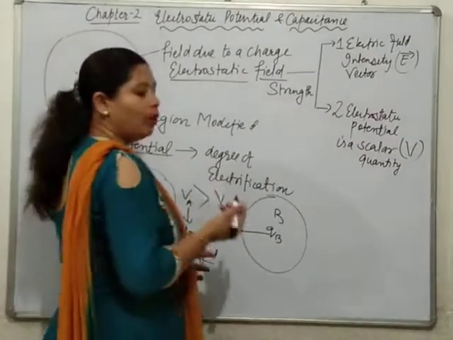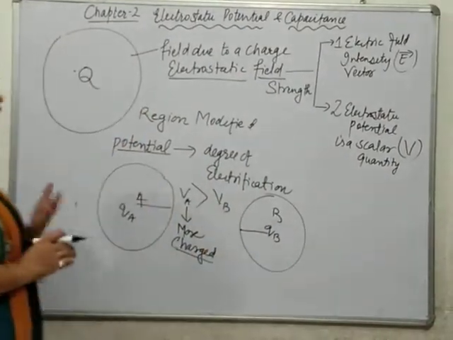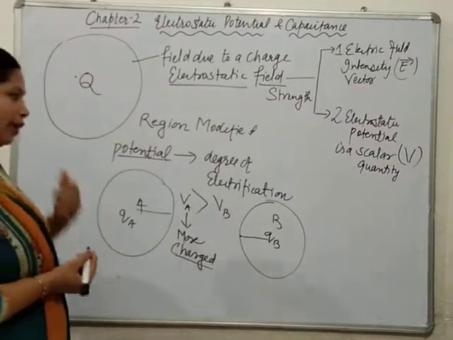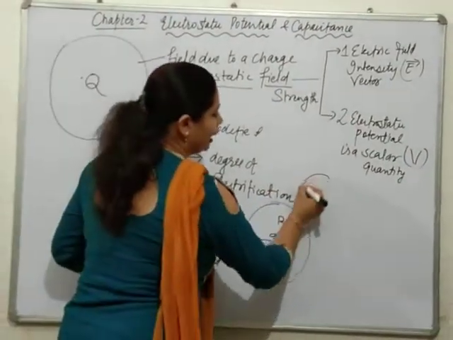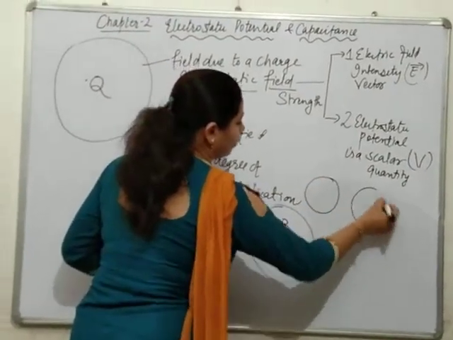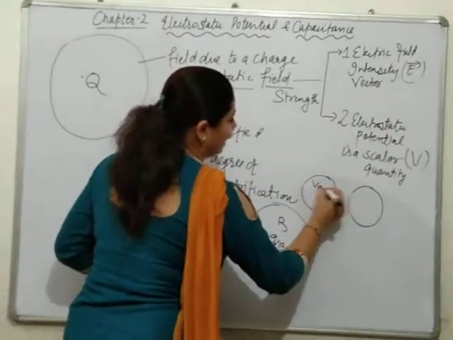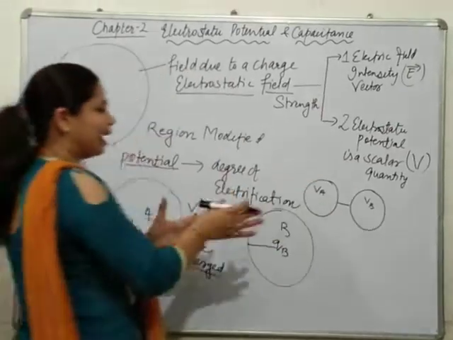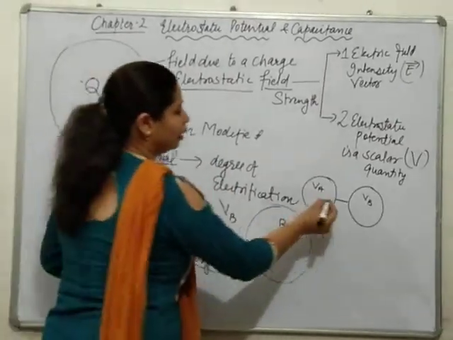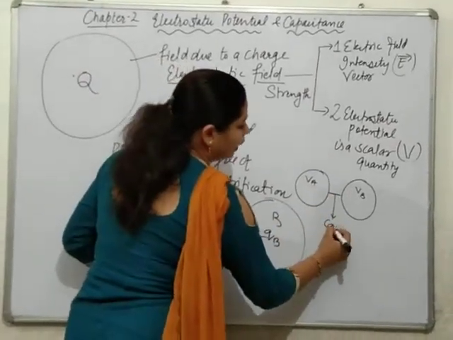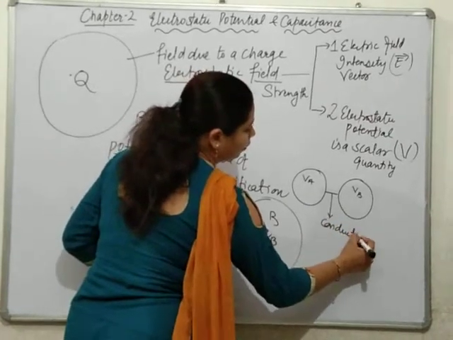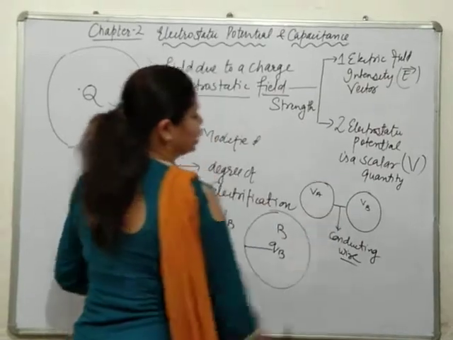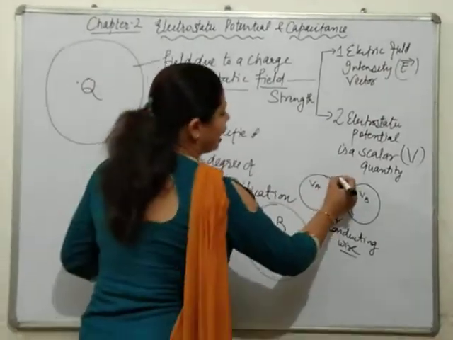Potential, you have learned the term in class 10th. What is the potential? It determines the degree of electrification. If we have two bodies, potential A and potential B, and these two bodies are kept in direct contact with each other or using any conducting wire or metallic wire, then what will happen? As soon as the connection is maintained, charge will flow.